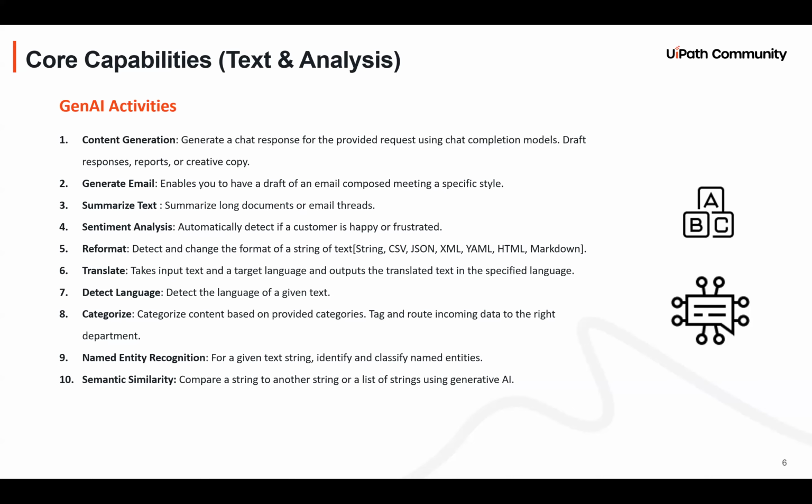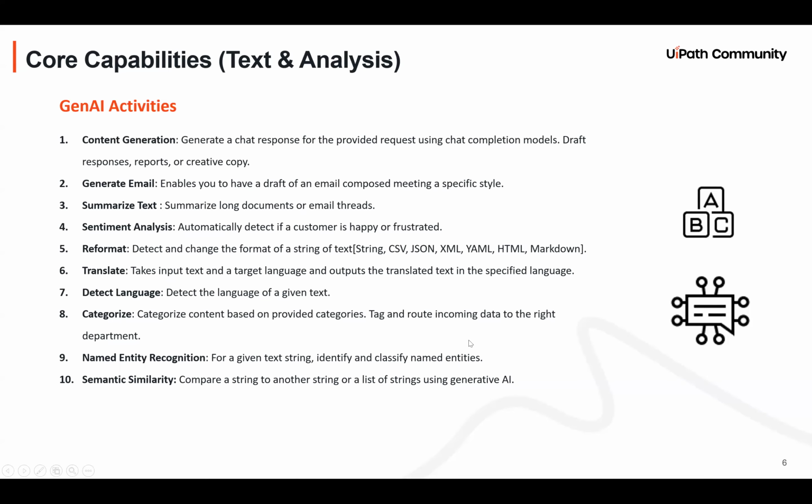So that level of similarity, if you want to check, this will be really helpful when we are dealing with very dynamic inputs. In that case, we can use this activity to find the similarity between two strings. Okay, so this is about semantic similarity. So these are the 10 activities we normally use for text analysis purposes.